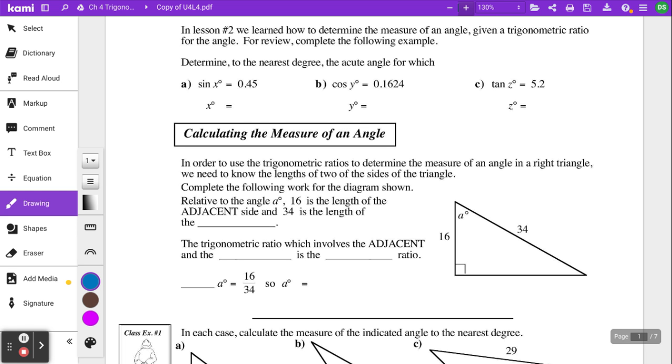Yeah, you have to be in degree mode. Okay, so make sure your mode is in degrees. It should be still there. Before every test, I would check, just to be sure.